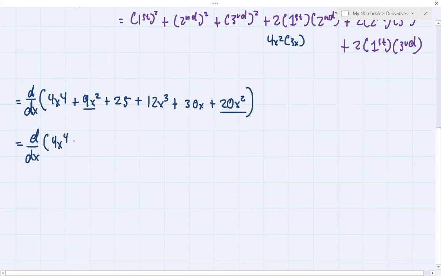Alright? So, we can combine 9x squared at saka si 20x squared. So, we will have 4x raised to 4 plus 29x squared. So, plus 25 plus 12x cubed plus 30x. So, okay na to. Okay? Okay na to. Then we can differentiate it.